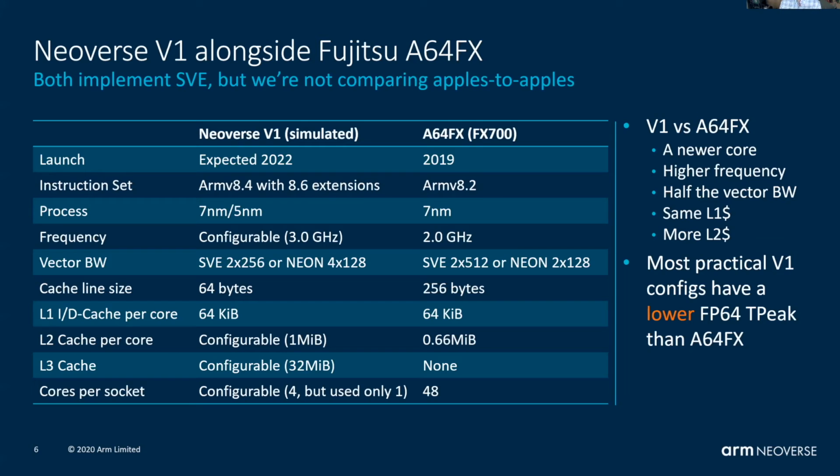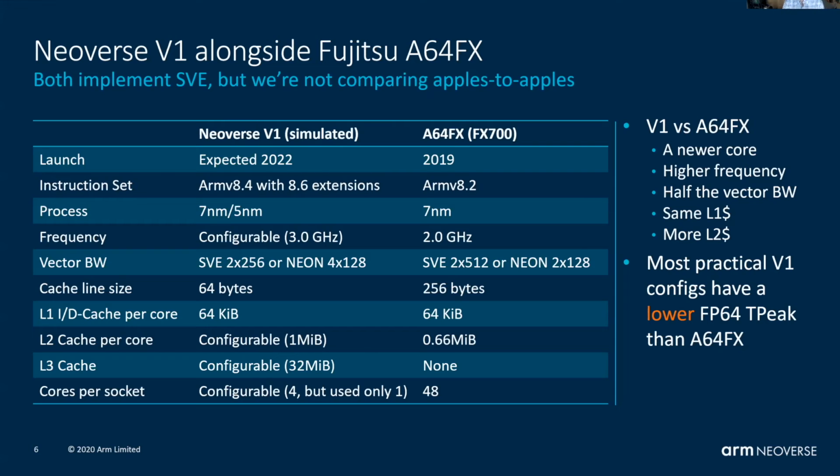Because it's configurable, you'll see a wide variety of potential products containing a V1, and I don't promise that any of those are going to match the simulator I'm showing here. This is just as if I was developing my own V1 based platform and I happen to choose these design points. I will say that most of the practical V1 configs do have a lower overall theoretical double precision floating point peak than the A64FX.